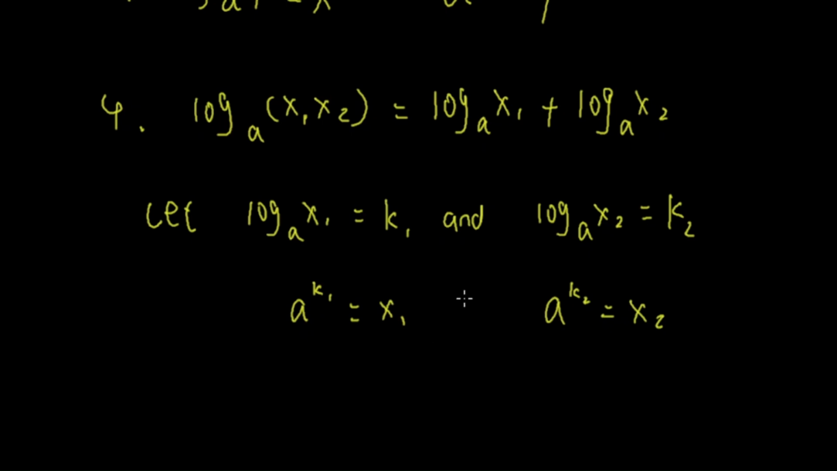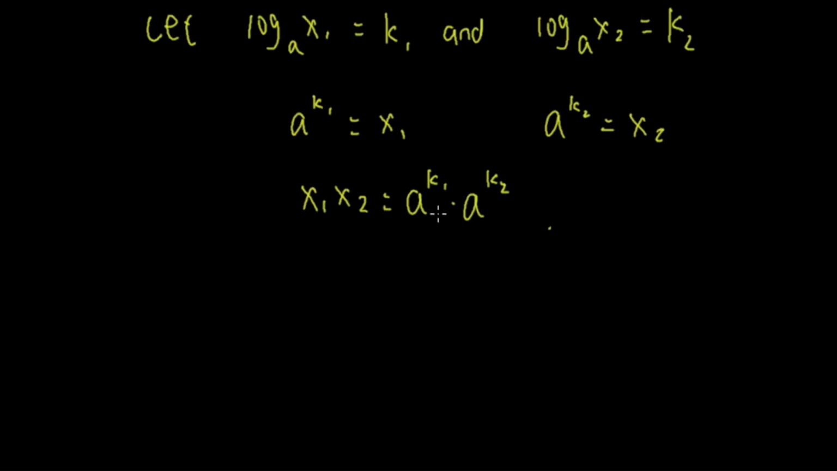Now, multiply x sub 1 with x sub 2. So x sub 1 times x sub 2 is equal to a to the power of k sub 1 times a to the power of k sub 2. Okay, we have the same base a here. So when you multiply the same base with an exponent, you add the exponents: a to the power of k sub 1 plus k sub 2. That's property 2.